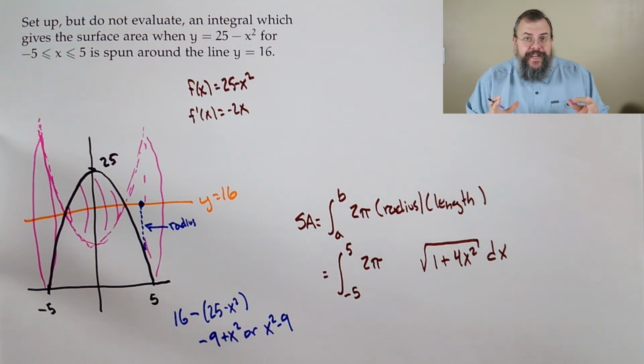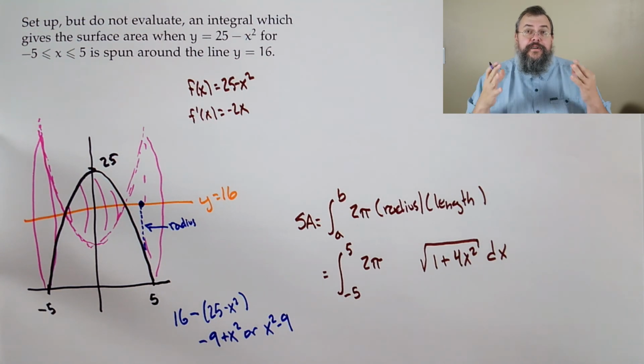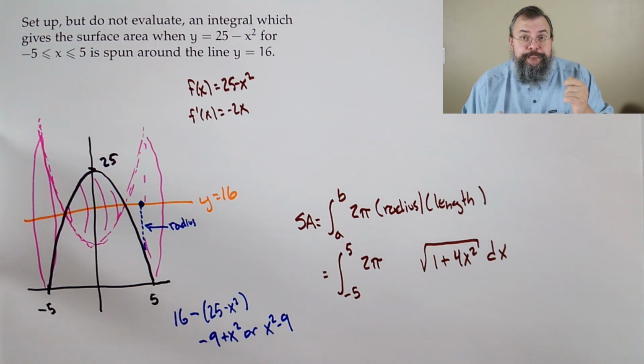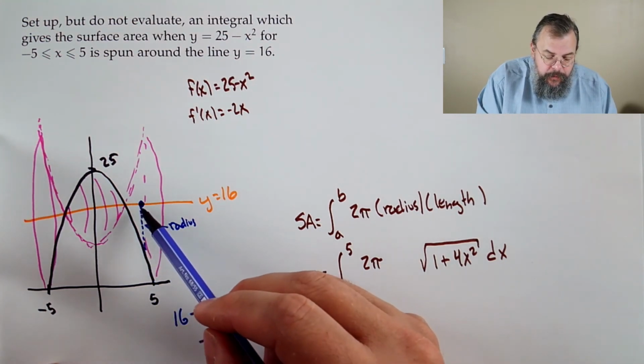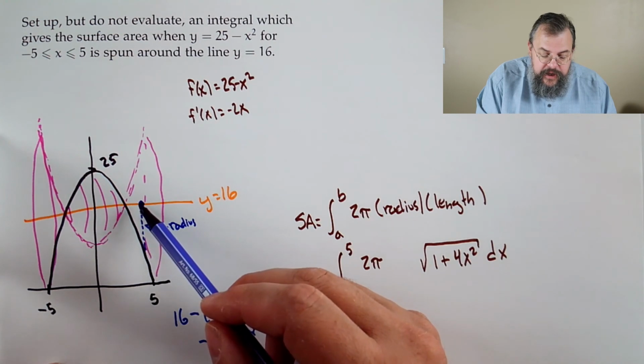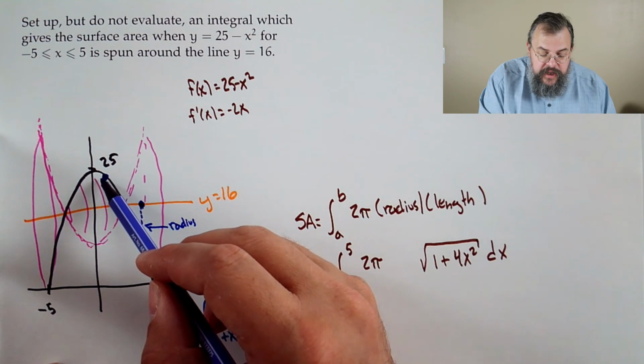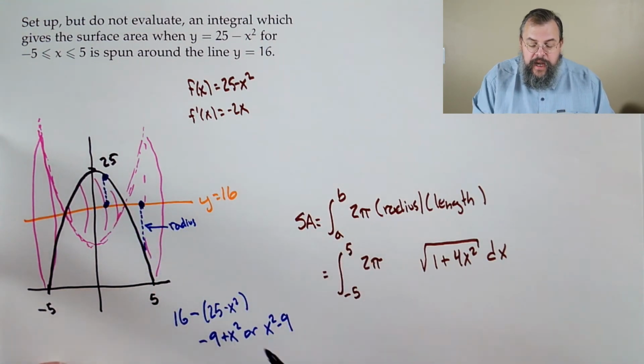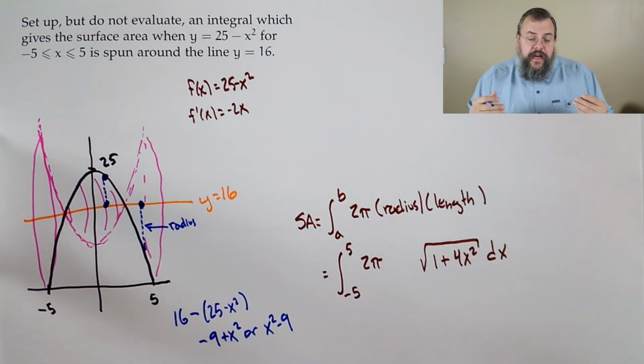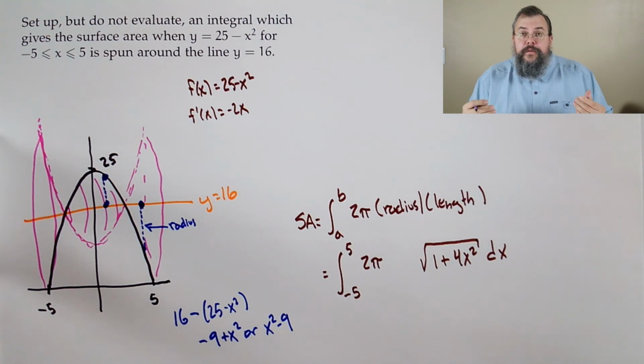What's true about radius? Radius is a measurement. It's a distance. If we have a measurement, what needs to be true about that measurement? It always needs to be positive. Notice that with y equals 16 compared to the curve, here the 16 was on top and the curve was on the bottom. If I move a little bit, it switches. So what happens is that x squared minus 9, which before was positive, now all of a sudden is negative.